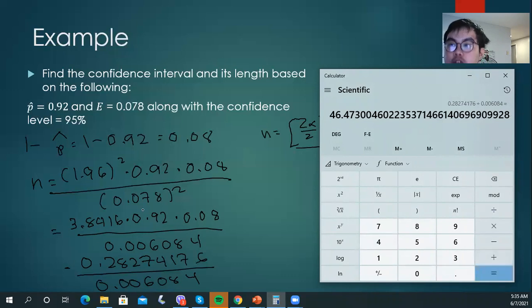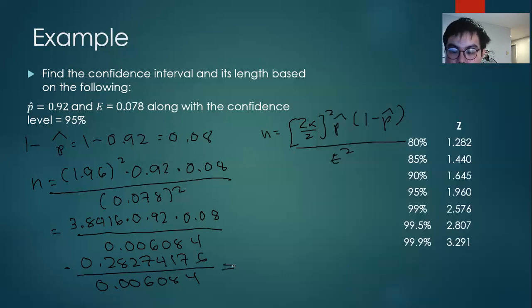So it will become 46.47. Usually we round off. However, since this is greater than 46 numerically, we're going to round up to 47. So the sample size will become 47.